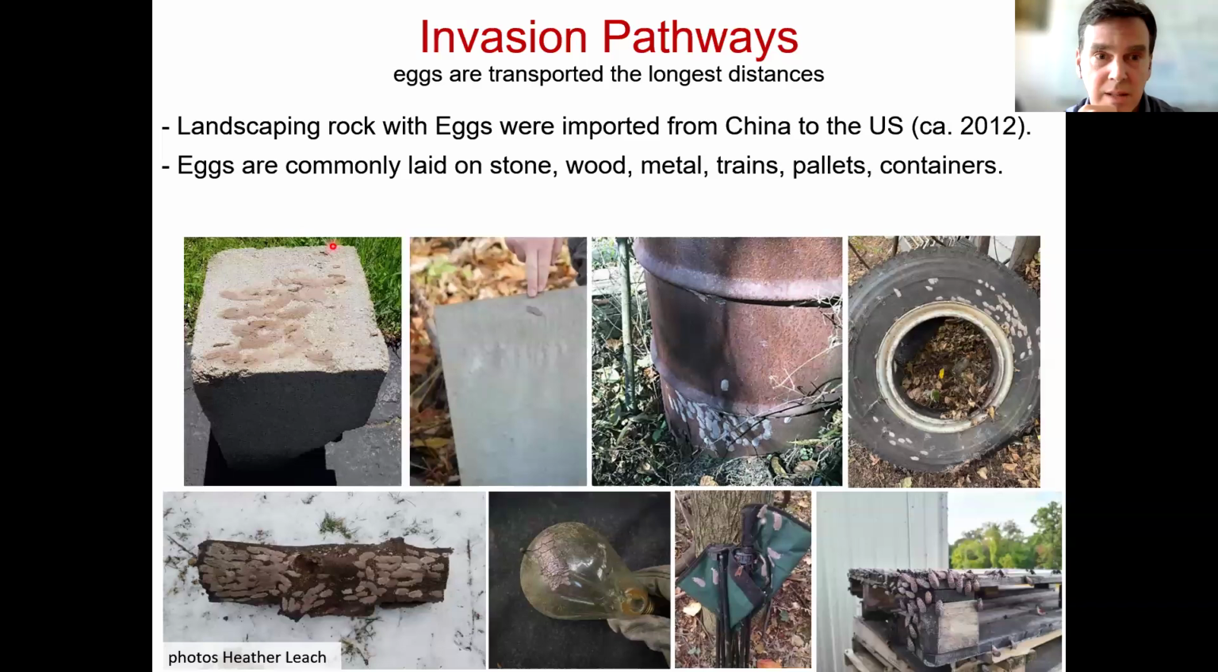Like I showed before, these eggs kind of look like mud, like a little spider mug, and they lay their eggs on almost anything. They seem to really like rusty metal and stone. Sure, they also lay their eggs on trees, but they'll lay their eggs sort of anywhere. And so it was likely landscaping rock with eggs that were imported from China to the US circa 2012 that caused that first invasion in Berks County, Pennsylvania. And like I said, eggs are normally laid on stone, wood, metal, train cars a lot, pallets, and also containers like shipping containers too.